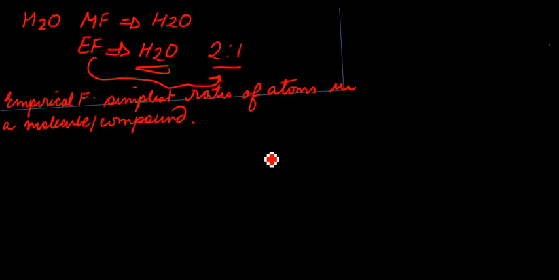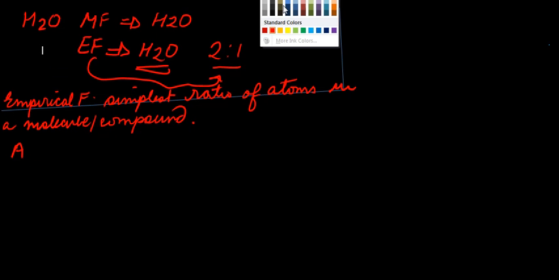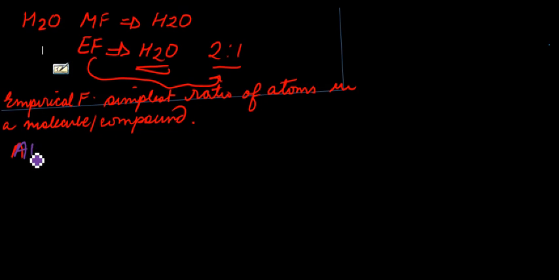You can try and do more examples for empirical formulas and molecular formula, but this is more than enough, I think. Okay, so the next thing I want to discuss is Avogadro's number. And let me use a different color for this. How about purple? Avogadro's number.